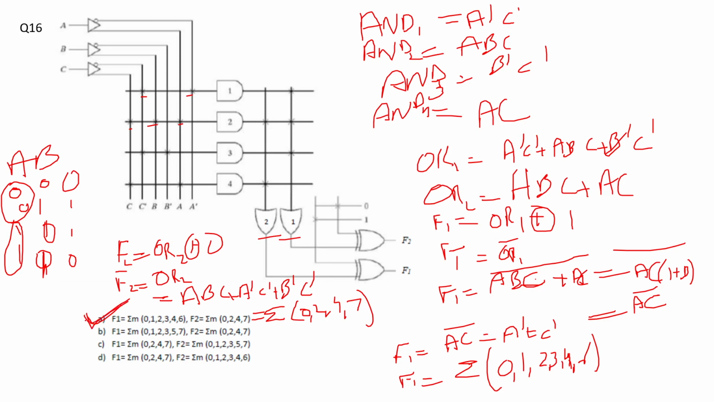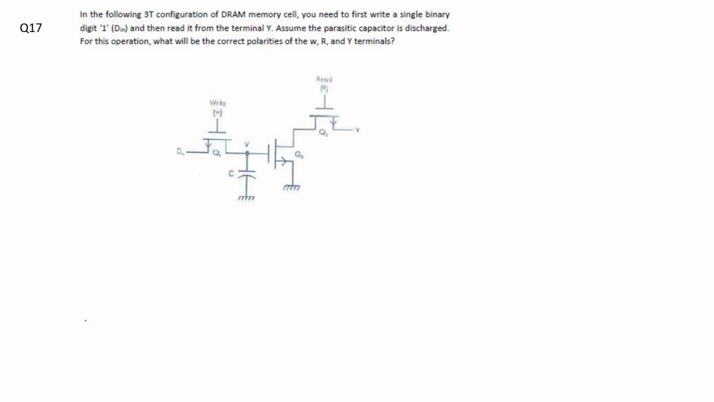So this is a pretty easy question, but you can expect questions like this in your exam, maybe. I'm not sure. So now the final question of today's live session says that in the following 3T configuration of a DRAM cell, you need to first write a single binary digit D1 and then read it from terminal Y. Assume the parasitic capacitor is discharged. For this operation, what will be the correct polarities of W, R, and Y?